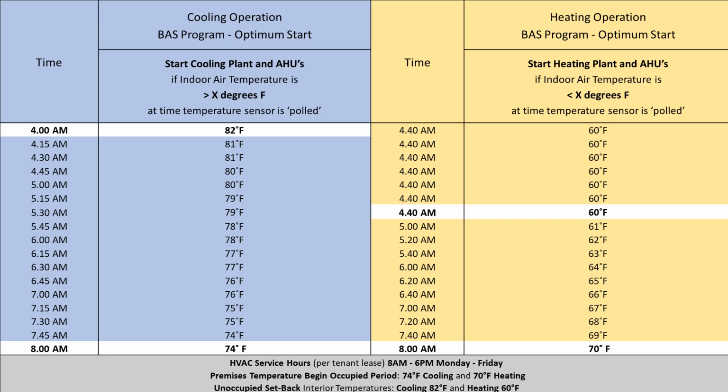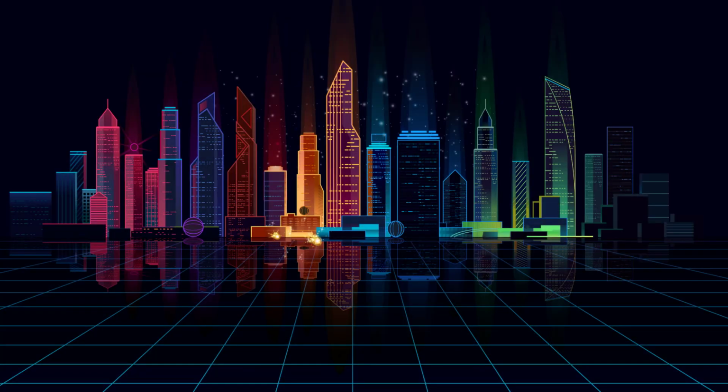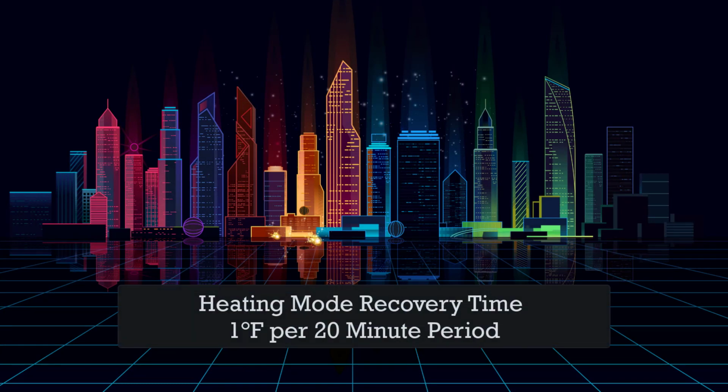Through observation of actual indoor temperatures at the occupancy begin time, the schedule can be adjusted up or down, resulting in a consistent just-in-time start of HVAC equipment. By going through a very similar process, we can establish an optimum start schedule for heating mode of operation. From experience, we can estimate our heating operation recovery time is an estimated 1 degree per 20-minute period.